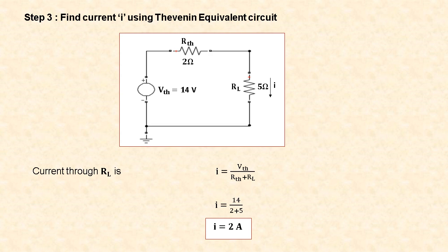After finding the Thevenin's voltage and Thevenin's resistance, we have to draw the Thevenin's equivalent circuit. And after that, include the load resistor in the circuit. Now we can find the current flowing through the load resistor by using the formula I is equal to VTH divided by RTH plus RL. So VTH is 14 volt divided by RTH is equal to 2 ohm plus load resistance is 5 ohm. So we have got the current through the load resistor as 2 amps.